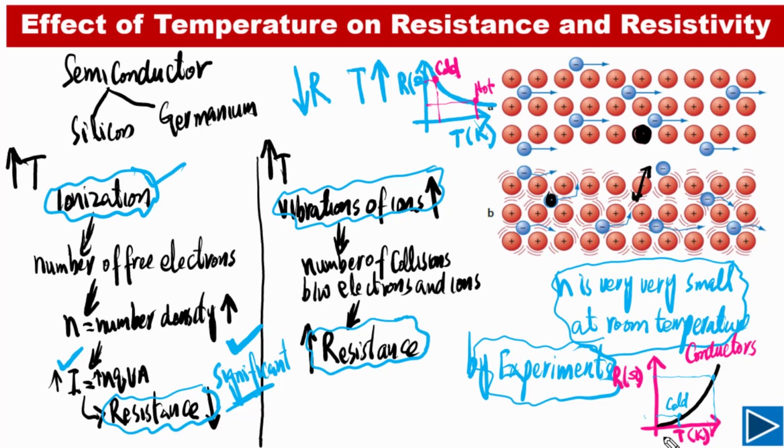So the resistance of a conductor increases with increase in temperature, and the resistance of a semiconductor decreases with increase in temperature. Now we need to understand that in the case of conductors, the significant role is played by vibrations of ions. That is the dominant factor. But in the case of semiconductors, the dominant factor is ionization, meaning the number of free electrons.